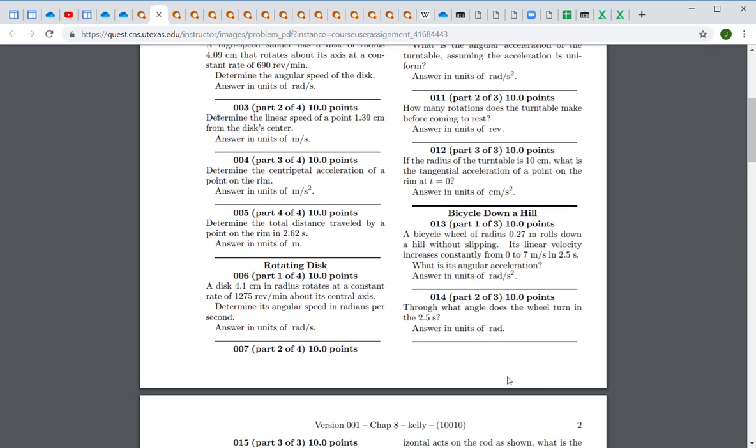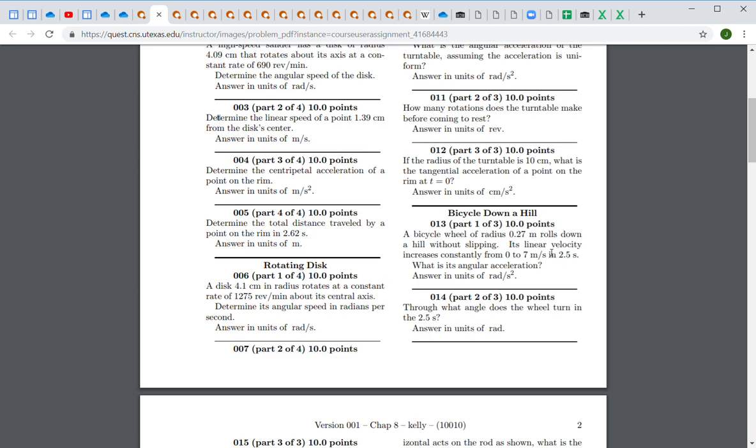Problem 13, a bicycle wheel of radius 0.27 meters rolls down a hill without slipping. Its linear velocity increases constantly from 0 to 7 meters per second in 2.5 seconds. What is its angular acceleration? Well, in this case, I can use the relationship for rolling without slipping between the speed of the axle and the angular speed of the rotations about the axle. That's v axle equals r omega.